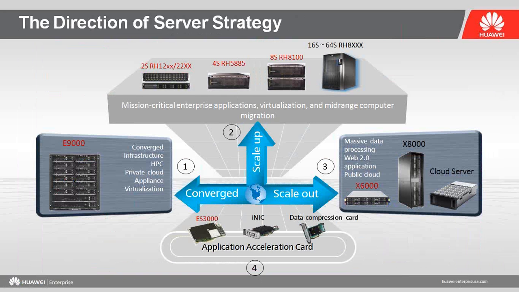On the server side, we look at things like converged solutions in the E9000, which is our Blade platform, and we'll discuss that in somewhat more detail. Scale-out platforms for big data and massive data processing for cloud applications, as well as mission-critical enterprise applications, virtualization from 2-socket to 8-socket here in the U.S. In addition, we're providing acceleration capabilities, compression capabilities with the ES3000 and other solutions that we have to offer.